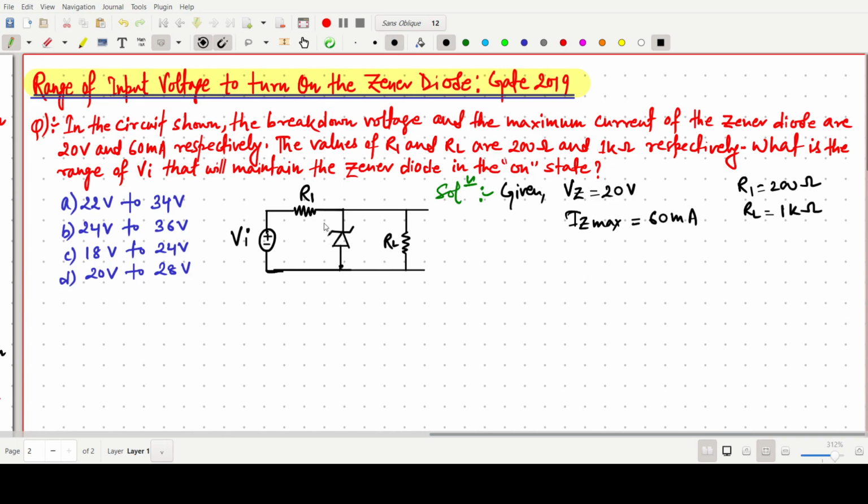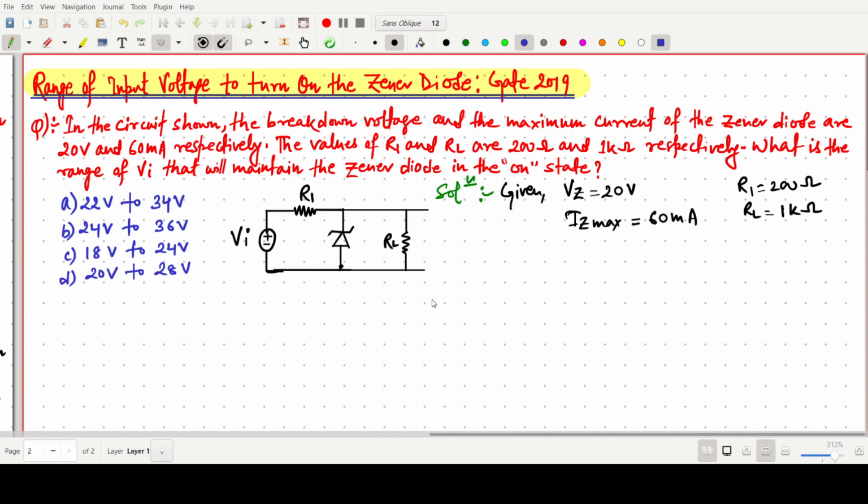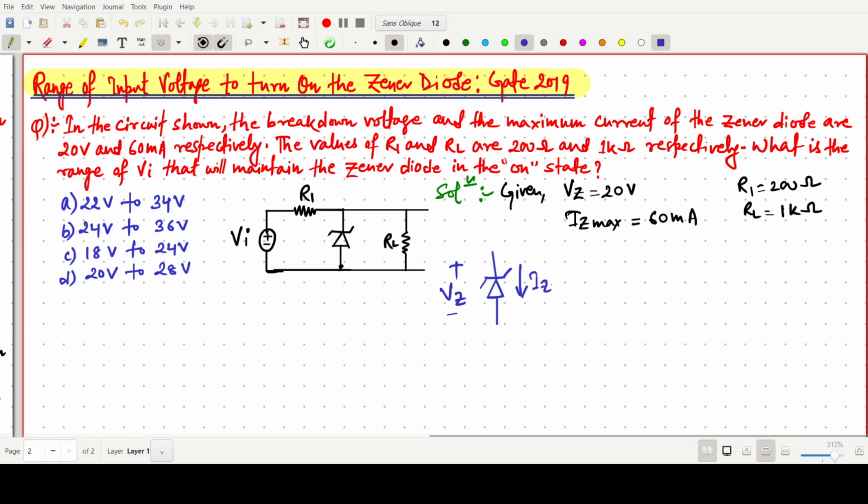We have to find the range of VI for which it will maintain the Zener diode in the on state. So this is the thing. First, we can consider during what time the Zener will operate. So I'm just going to draw a Zener, in which this is our VZ, and some current will flow from cathode to anode.